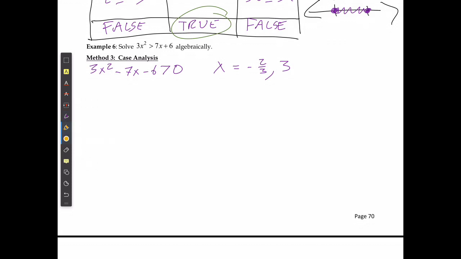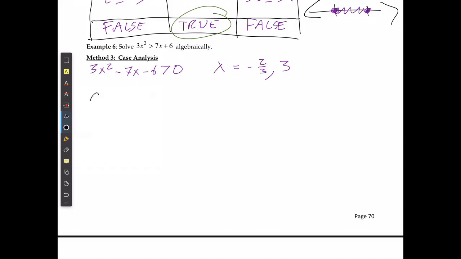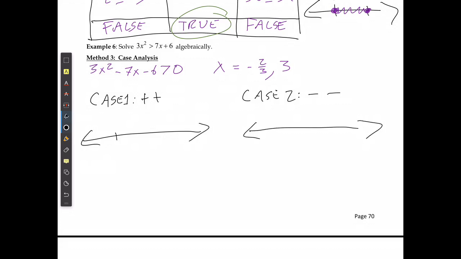I have 2 cases. Case 1, because it is greater than it's going to be positive, positive. Case 2 is going to be negative, negative. Draw my number line. And I'm going to have my two intercepts, negative 2 over 3 and 3.